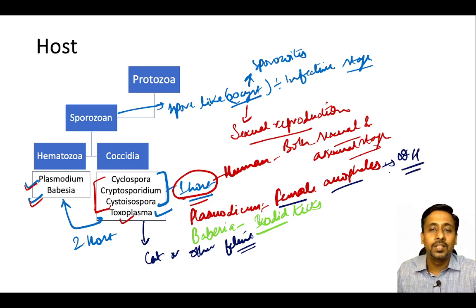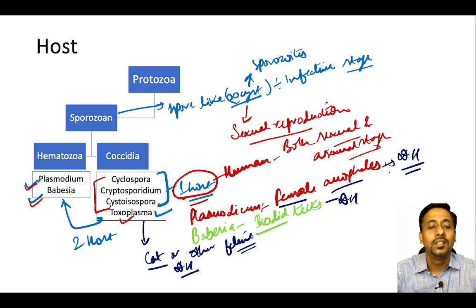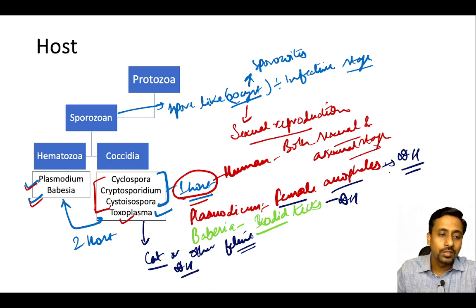Similarly, in case of Babesia, sexual reproduction occurs in ixodid ticks, so again, it is a definitive host. In case of Toxoplasma, sexual reproduction is occurring in cat, so again, it is a definitive host. Okay, and humans in these three are intermediate hosts.